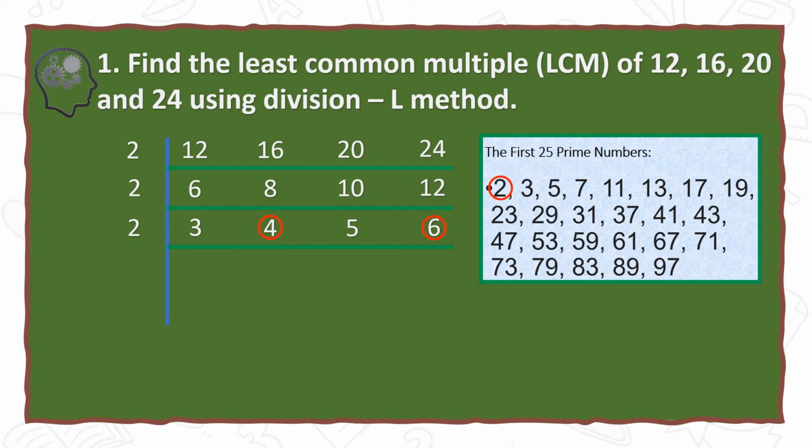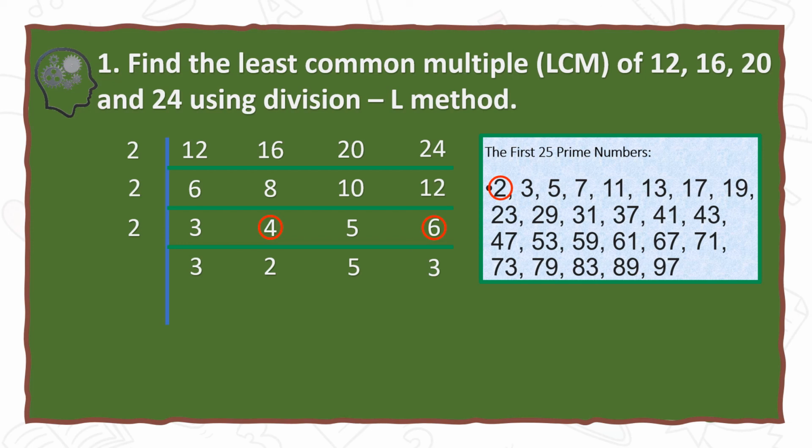What will happen to 3 and 5? Because 3 and 5 are not divisible by a prime number, 2, just copy them. Copy 3. 4 divided by 2 is 2. Copy 5. 6 divided by 2 is 3.